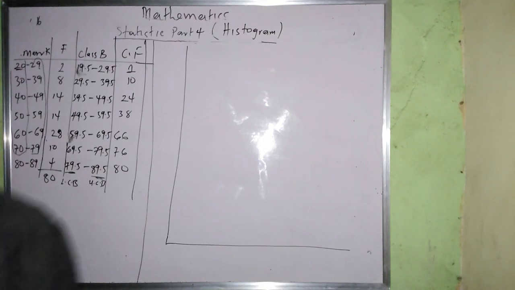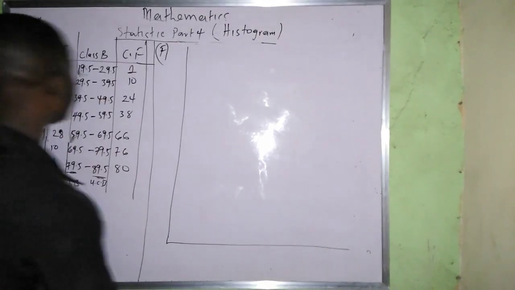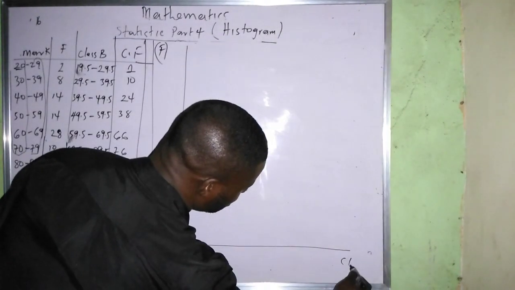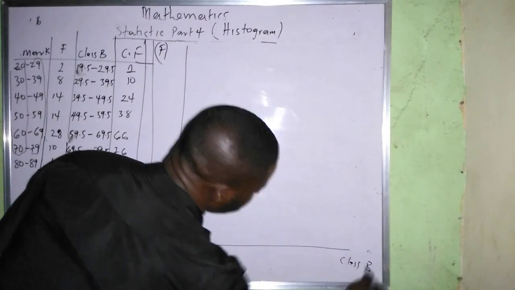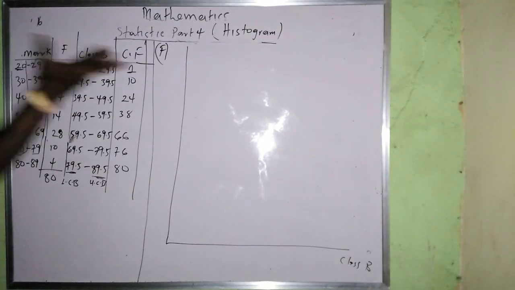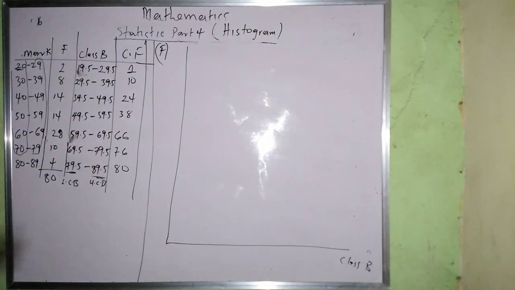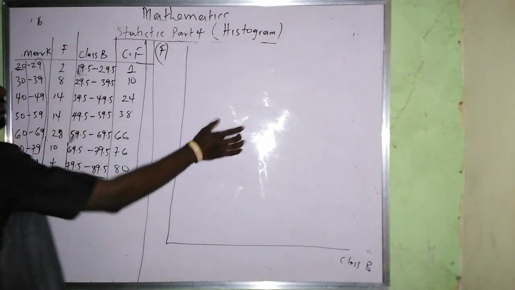Okay. Now, this is my frequency, and this is my class boundary. That class boundary is very important. There's no way we talk about histogram that we neglect class boundary, because it is frequency against class boundary. Now, this thing will be in your graph.